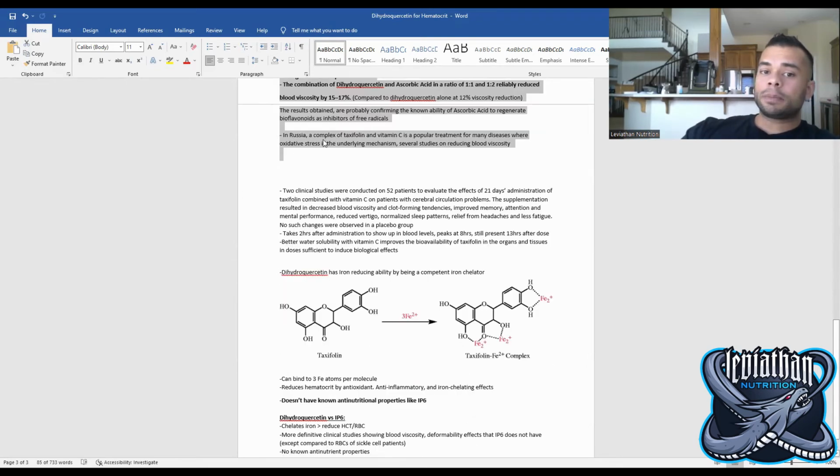Now in Russia, a complex of taxifolin and vitamin C is actually a popular treatment for many diseases. It's a prescription medication, I believe, where oxidative stress is the underlying mechanism. And again, they have several studies of their own that show this combination reducing blood viscosity very reliably.